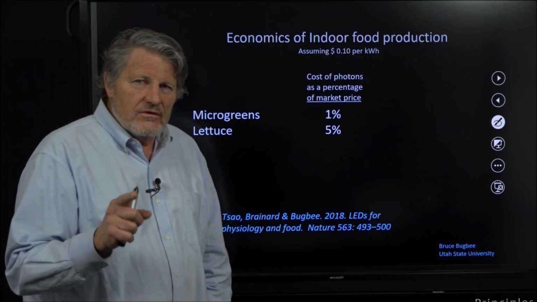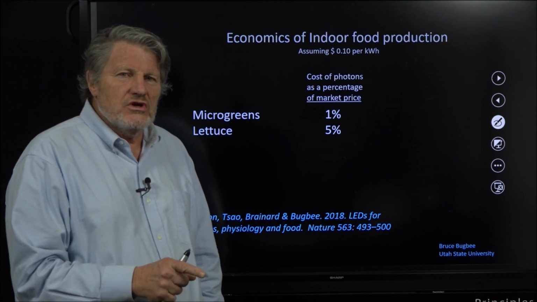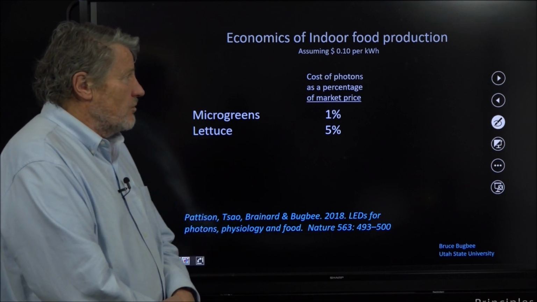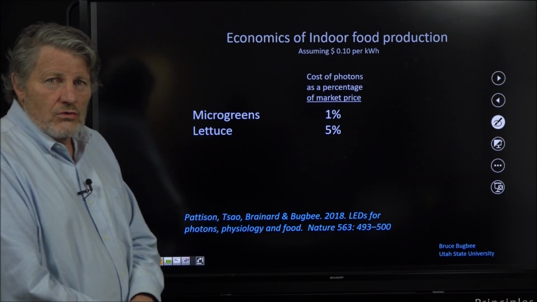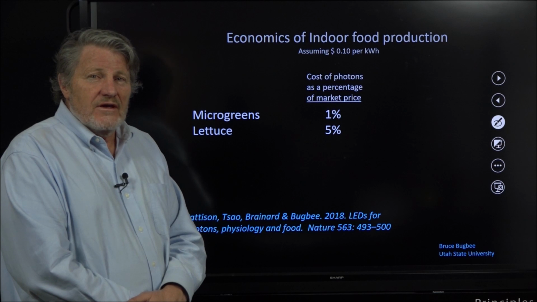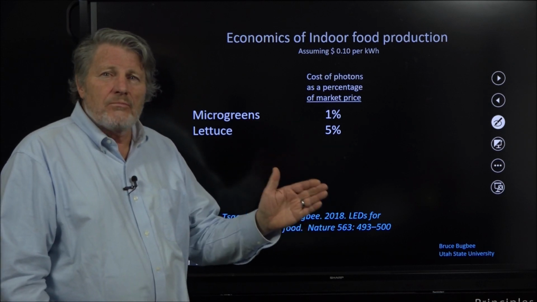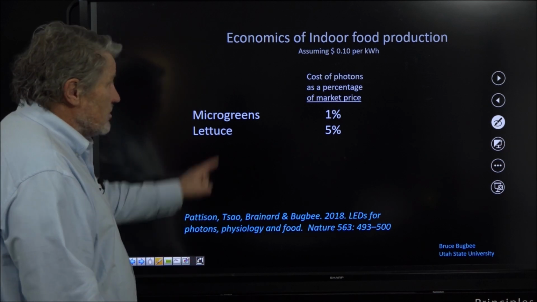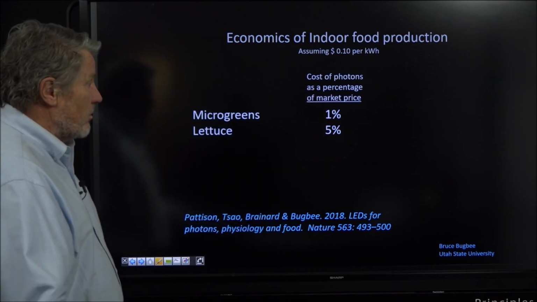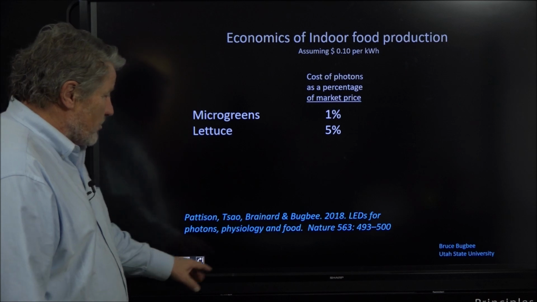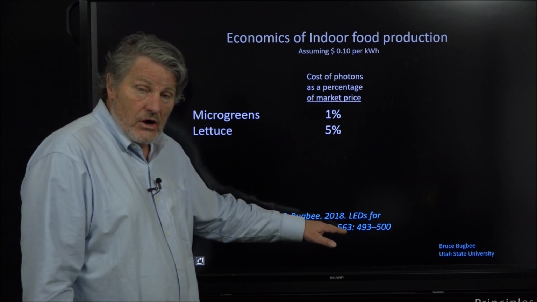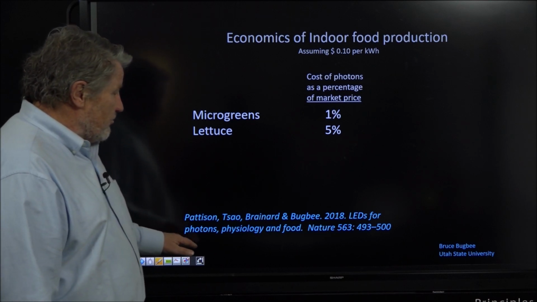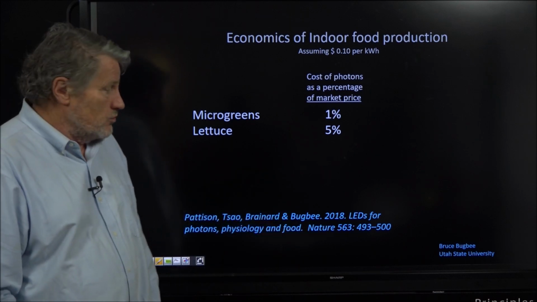So now let's look, after we calculate potential yield, let's do an economic analysis of indoor ag. We know the cost of electricity. If we know we could get 1 gram per mole, what's the economics of this? This is what I'm going to show you on this slide now, is the basis from this paper. It was a paper, an article we got published in Nature, LEDs for photons, physiology, and food.